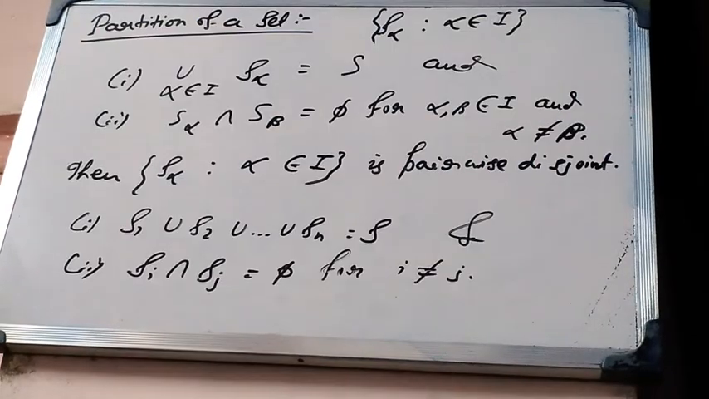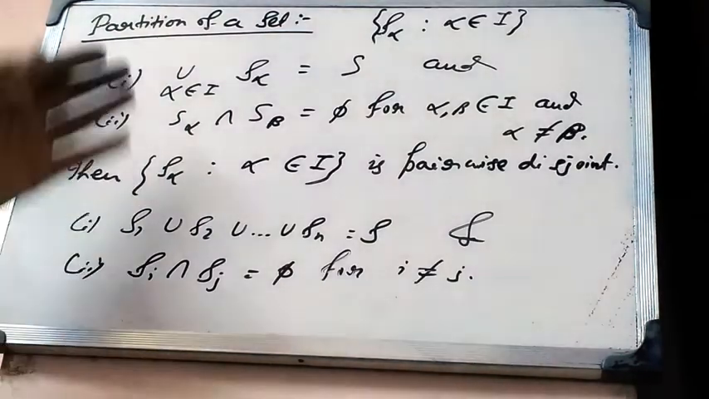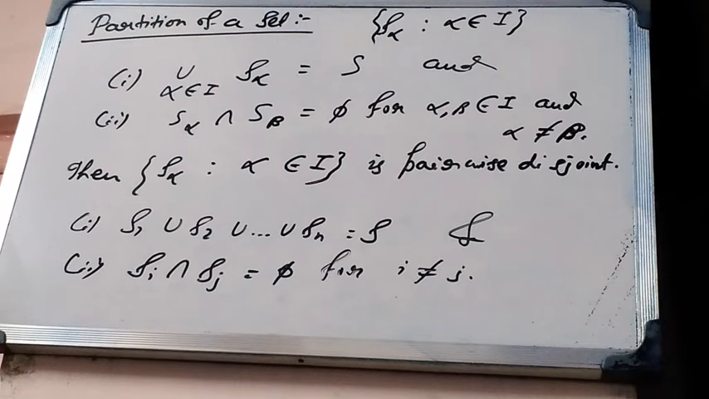Now we will proceed towards the partition of sets. Partition of a set says: let S be a non-empty set, a family of non-empty subsets S alpha such that alpha belongs to index set I is said to form a partition of S if the first condition is union of alpha belongs to I, S alpha is equal to S, and the second condition is S alpha intersection S beta is equal to the null set phi for each alpha, beta belongs to the index set I, and obviously alpha not equal to beta.